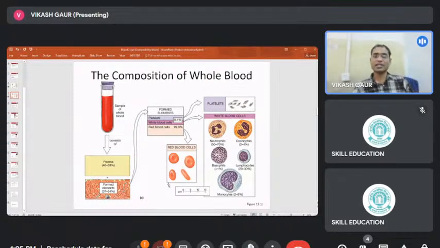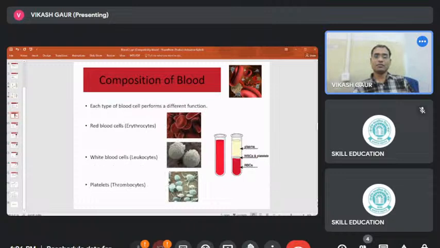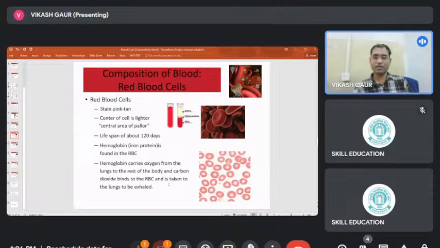There are three types of cells, and RBCs, concentration of plasma is there. Next is a detailed description of RBCs: number, shape of RBC, lifespan of RBC, and what is the main function of RBC.